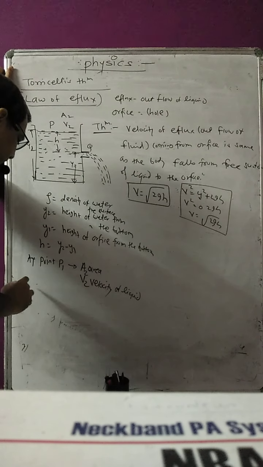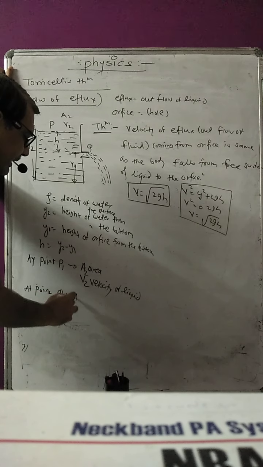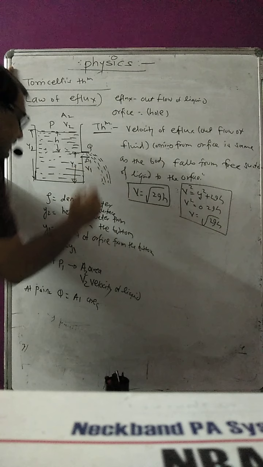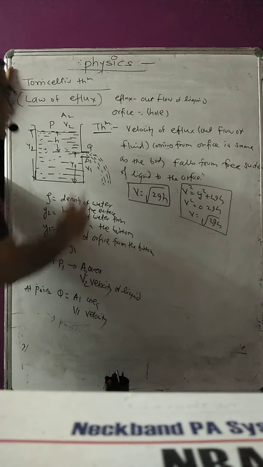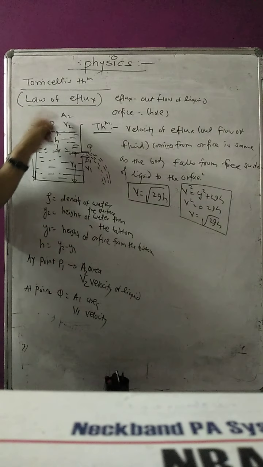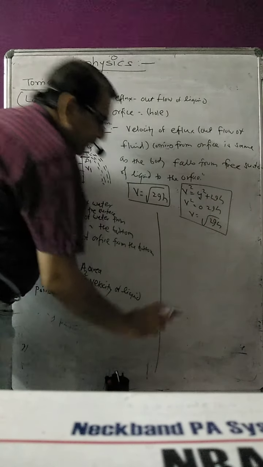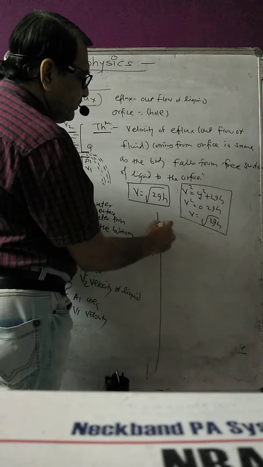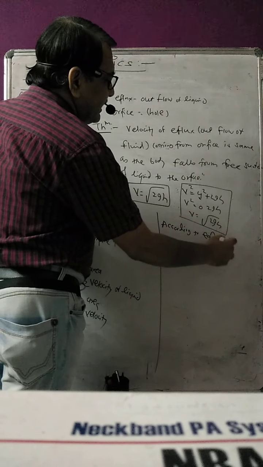मुलांनो, at point Q, A1 be the area and its velocity will be v1. v1 be the velocity of a fluid at this particular point. A1 v1, A2 v2. Okay, now according to equation of continuity, काय इक्वेशन सांगत होतं आपल्याला कंटिन्युटीचं? According to equation of continuity.